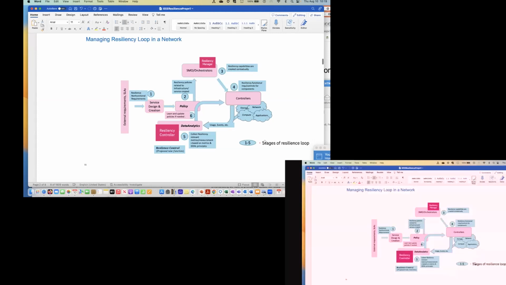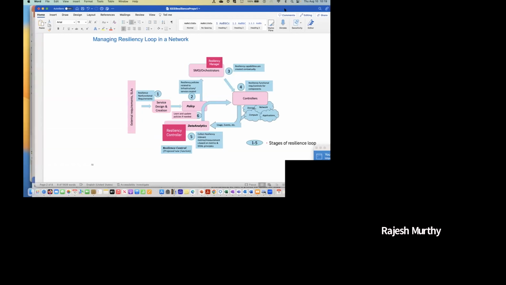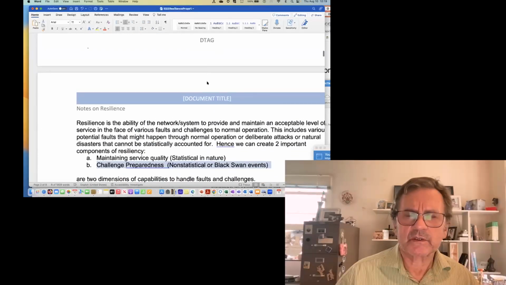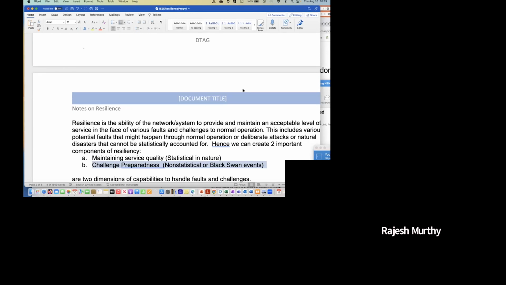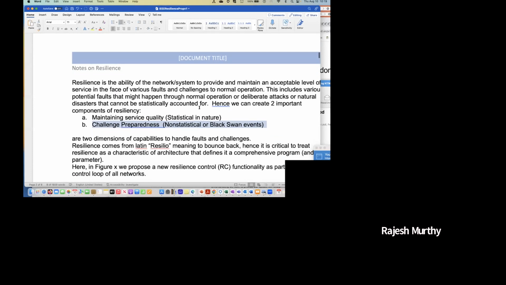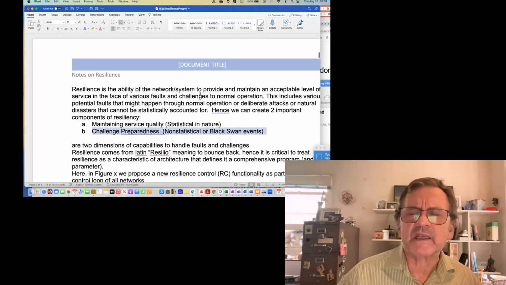There's a raised hand from Rajesh Murthy. Rajesh would like to ask. Okay, go ahead, Rajesh. Hi, thank you. Can you go back to the definition of your resilience, please? Okay. So, is your approach considering A as reliability and B only for events that are unknown? What is B? I got the A, but I didn't get B.